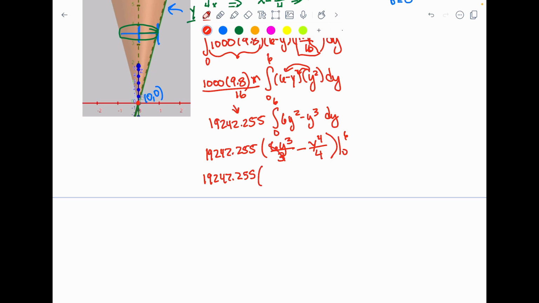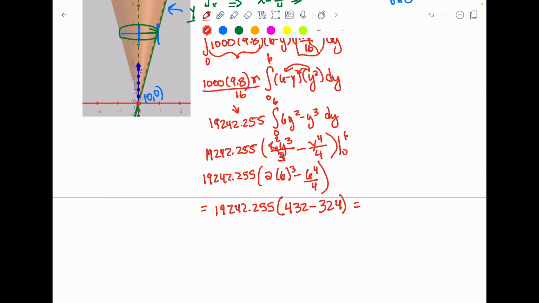Six divided by 3, this just goes to 2. And I'm going to plug in 6. 2 times 6 cubed minus 6 to the 4th over 4. When I evaluate at y equals 0, everything just goes to 0, so I can ignore that part. And here, when I take 2 times 6 cubed, I get 432. And then when I take 6 to the 4th power divided by 4, I get 324.